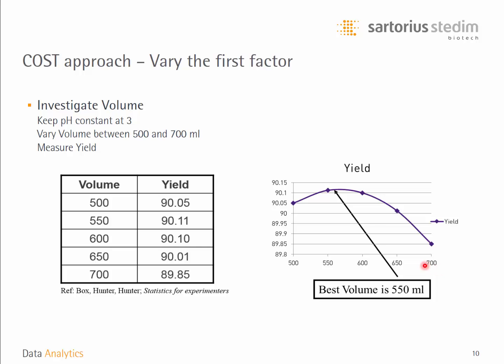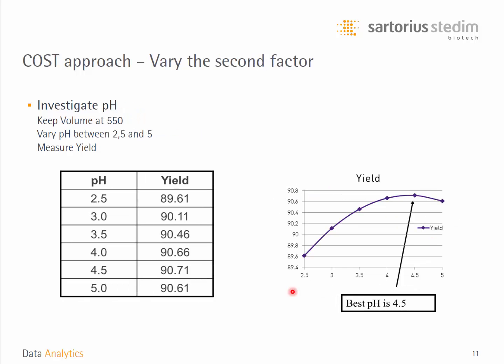In the scatter plot to the right, we have plotted the measured yield against the change in the reaction volume, and it doesn't take long for us to find out that the best volume is located at 550 milliliters. So in the second step, what will then happen is that you will fix the volume at 550 and start to change the second factor.